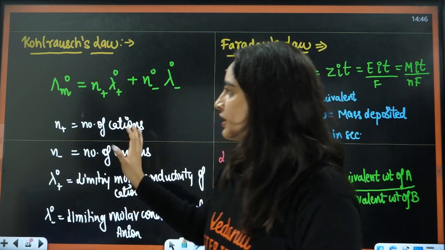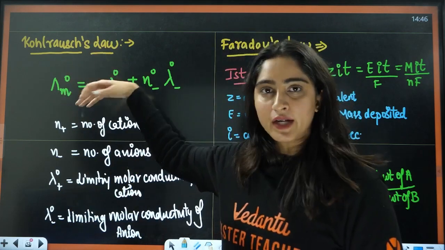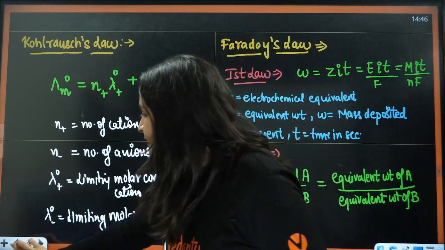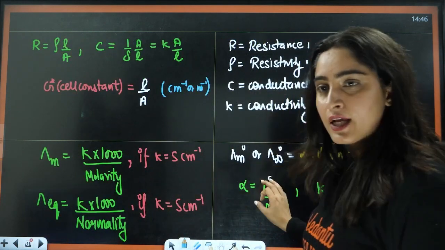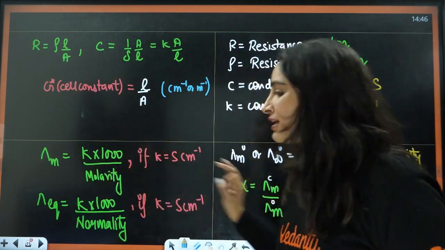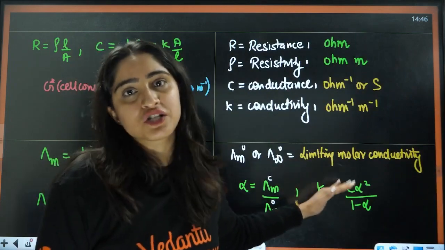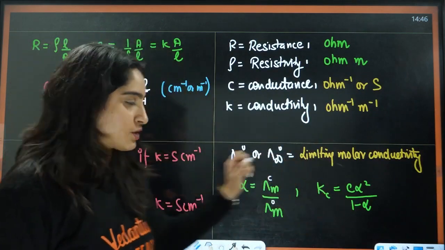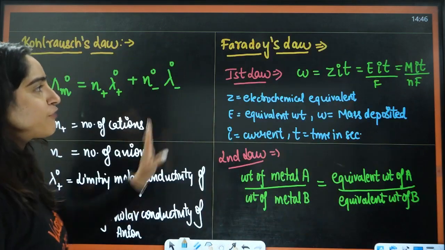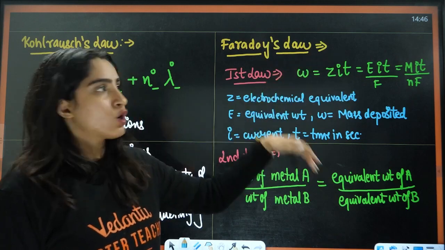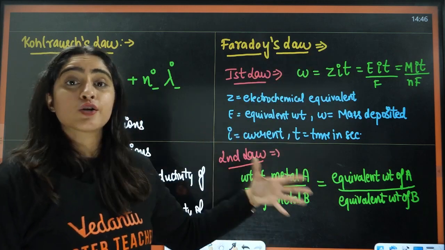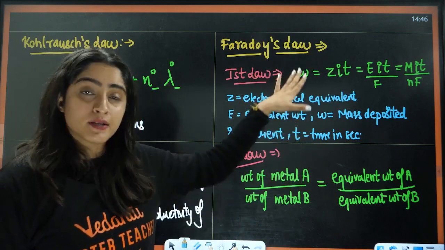Very important. Firstly, they will ask you to calculate the molar conductivity at infinite dilution from this law, then the molar conductivity at concentration C from this one, and after that you have to calculate the degree of dissociation, then the dissociation constant. Next we have Faraday's laws. We have two laws, the first law and the second law. Usually students avoid this, but this can also be asked.